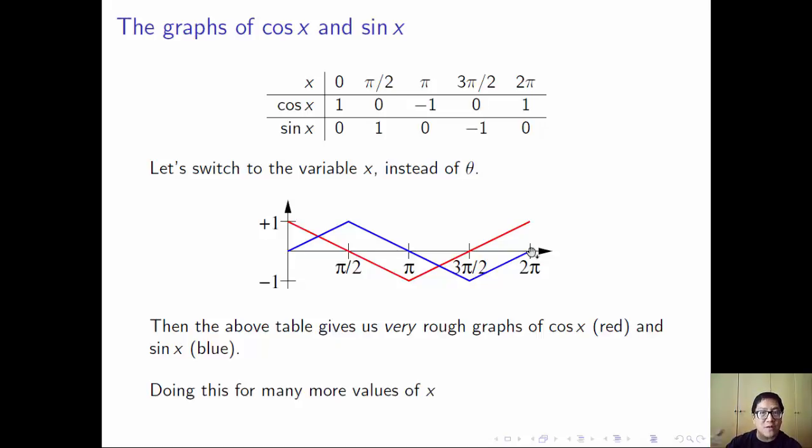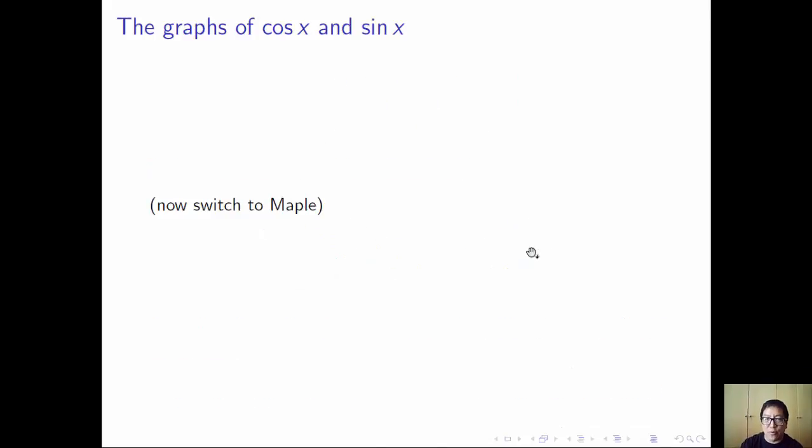So if we did this, in principle, for many, many more values of x, or all of them, then we get much more precise results, the nice cosine and sine graphs that you're used to. And here they are.